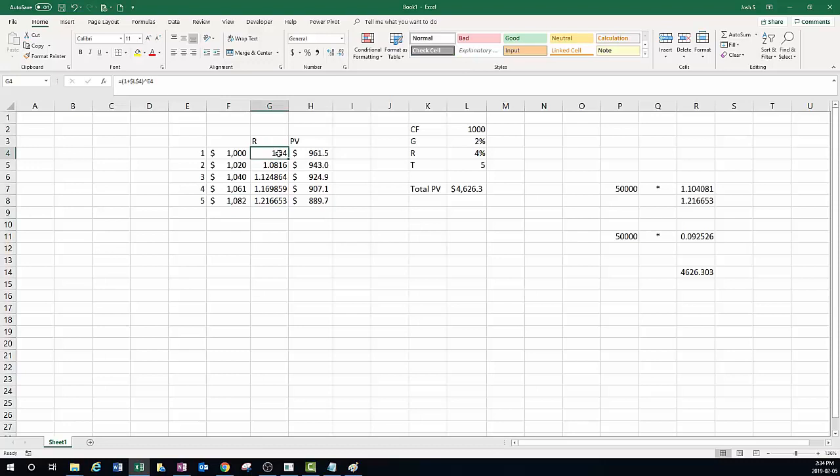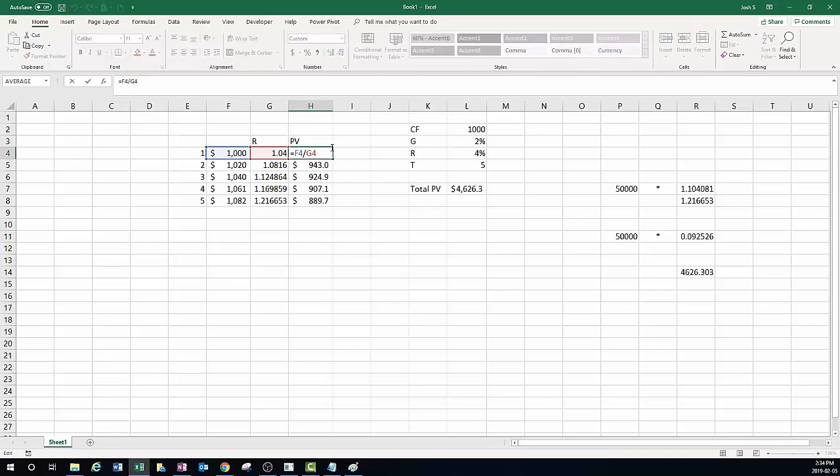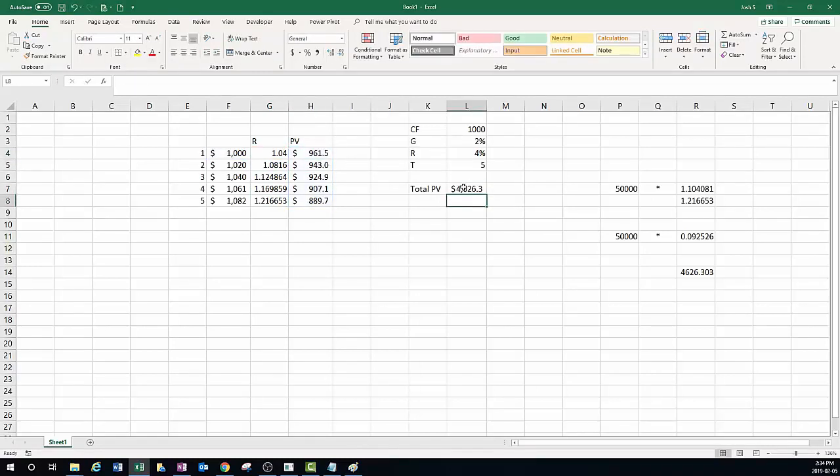The discount rate, the first one is 4%, so we have 1.04, that's 1 plus R. The next one, 1.04 to the power of 2, to the power of 3, to the power of 4, to the power of 5. And then these two numbers divided gets our present value. So when we add them all up together, we get 4626. Or we could use the formula.